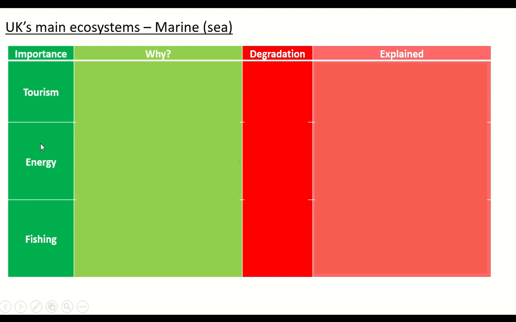We also use it very much for offshore wind farms, so energy, but in our North Sea, not only is there the potential for wind energy, but we've got our oil and gas fields out in the North Sea, so it's an incredibly important energy resource for us. And finally, there is still fishing going on. It's not as much as it used to be, but our fishing grounds are incredibly important to a lot of people in this country. So why is tourism so important?